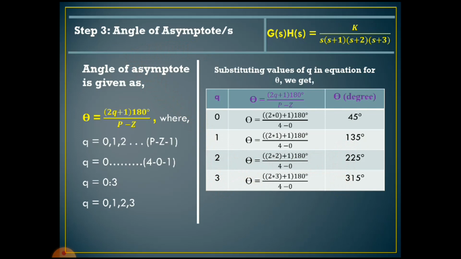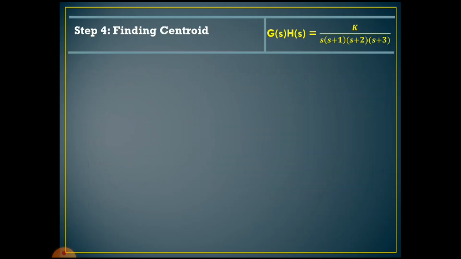Here you can make a quick note that the number of branches approaching infinity will be equal to the number of asymptotes. Here there are 4 branches which are approaching infinity. So we have 4 asymptotes having angles 45 degrees, 135 degrees, 225 degrees and 315 degrees. Step 4 is finding centroid.